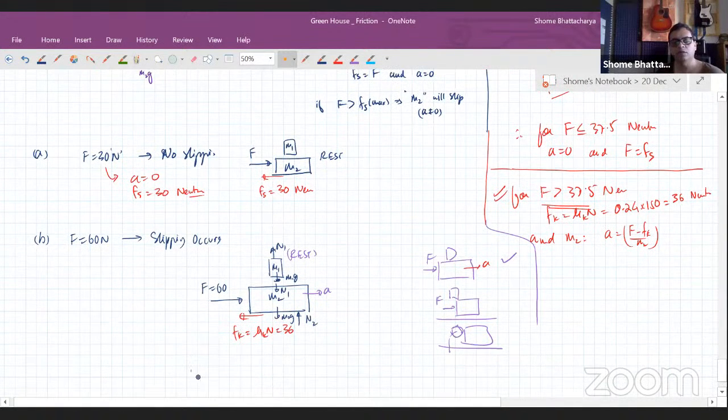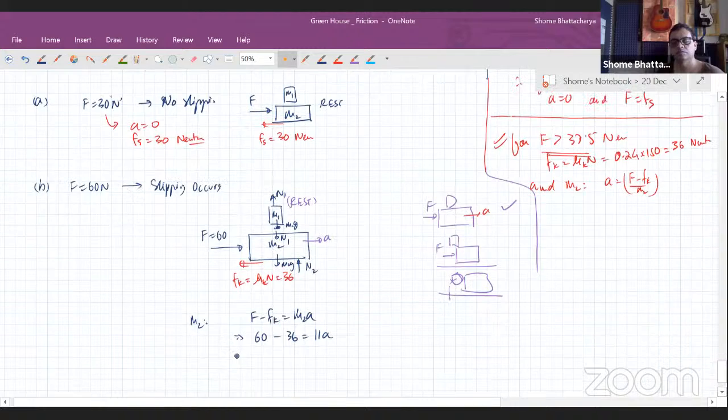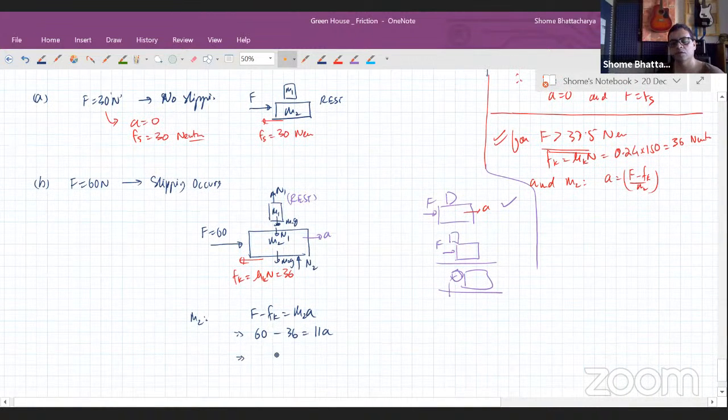So for M1, it's at rest. For the block M2, we'll have F minus kinetic friction is mass into acceleration. But whose mass? Only M2, not the whole system's mass. So 60 minus 36 should be equal to 11a. Okay. So acceleration will become 24 by 11. Okay. Or approximately 2.2 meters per second squared.